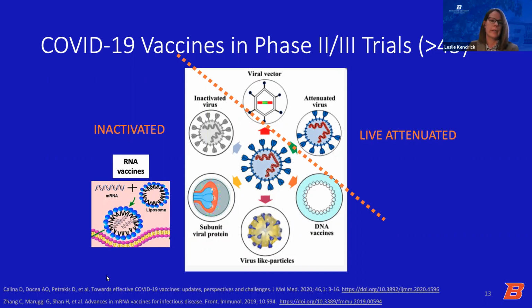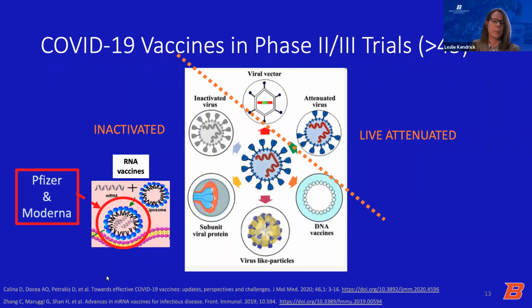When you look over on the inactivated portion of the types of vaccines, we have the RNA, and the RNA uses mRNA, which is messenger RNA. It's just a piece of the protein instructions so that those instructions will get into the individual and produce the protein to initiate an immune response. And that is housed within a lipid shell or a liposome. The Pfizer and Moderna vaccines are this type, and those are the 2 that are available in this category for emergency use in the United States.